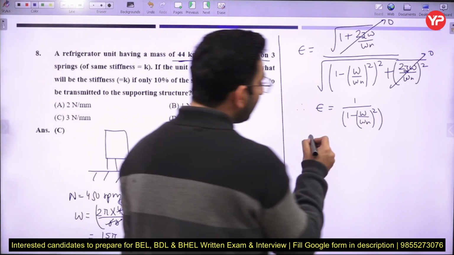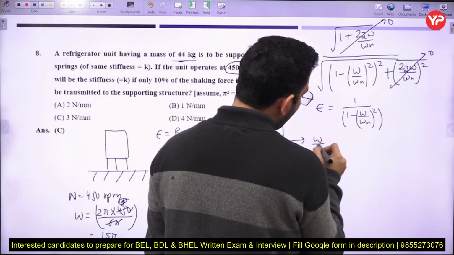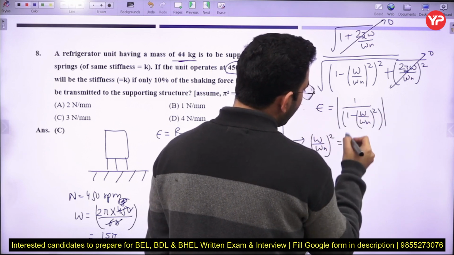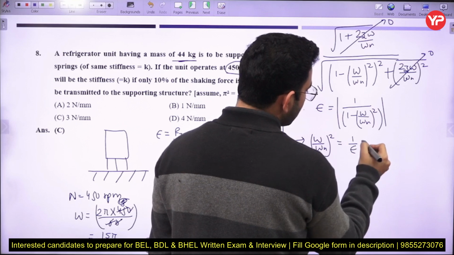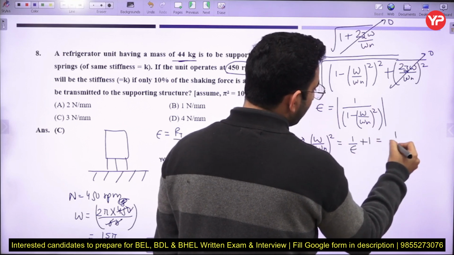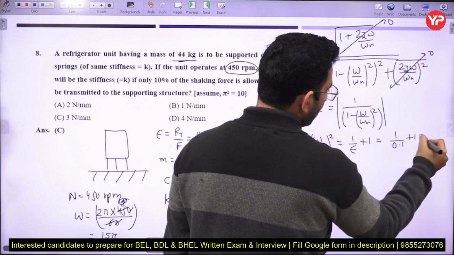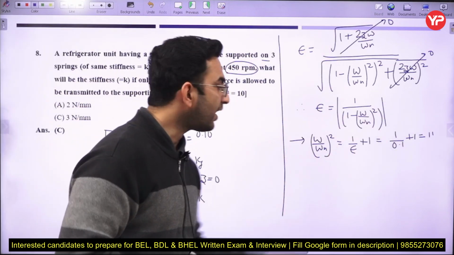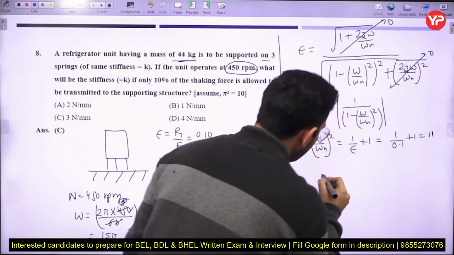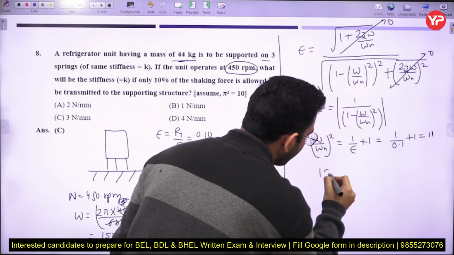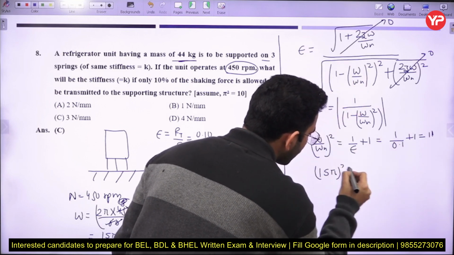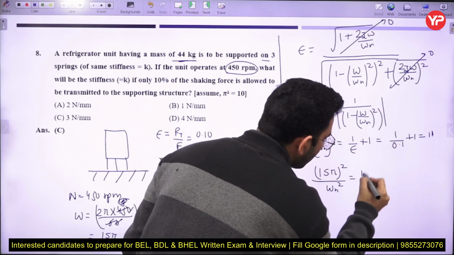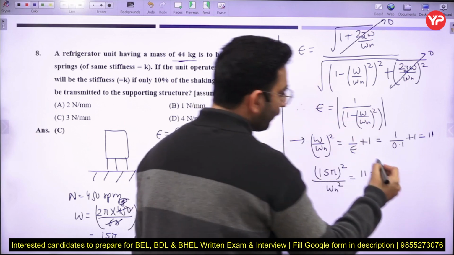So here you can see the value of (omega by omega n) square is going to be equal to 1 upon transmissibility plus 1. So it will come out to be around 11, and from here you can calculate the value of omega n. So I can write (15 pi) square divided by omega n square is going to be equal to 11.